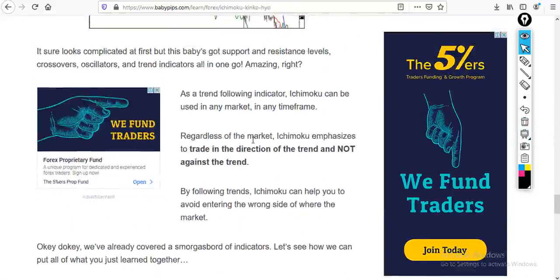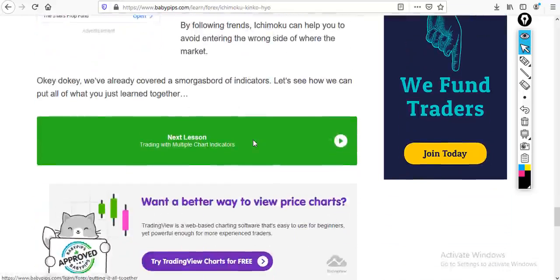Now regardless of the market, Ichimoku emphasizes trading in the direction of the trend and not against the trend. By following the trends, Ichimoku can help you avoid entering the wrong side of the market. So let us now move to the next lesson for today: trading with multiple chart indicators.